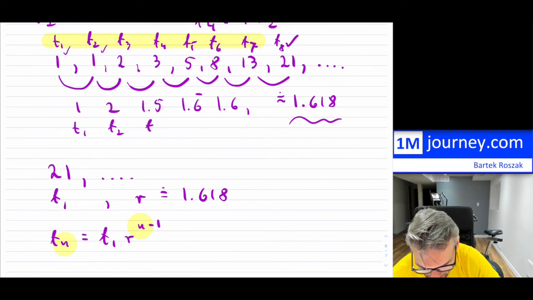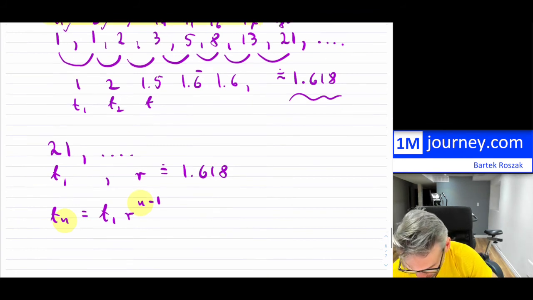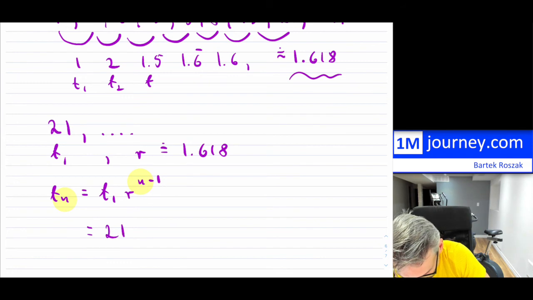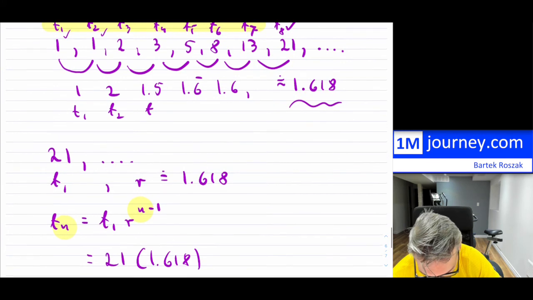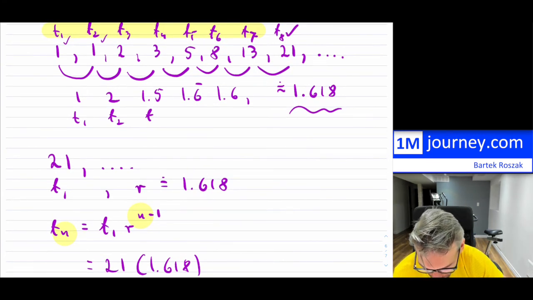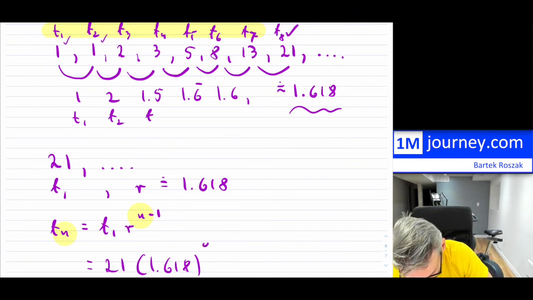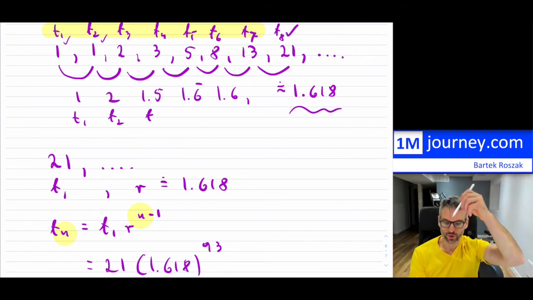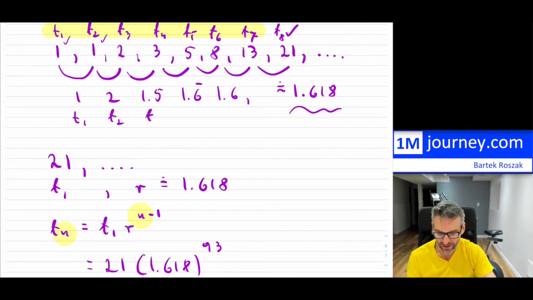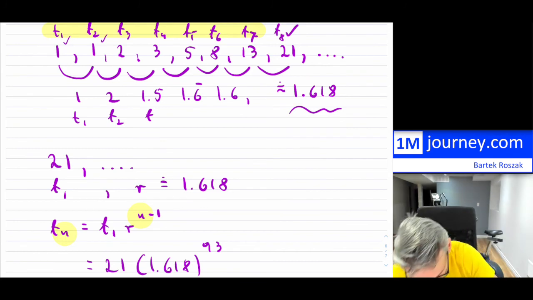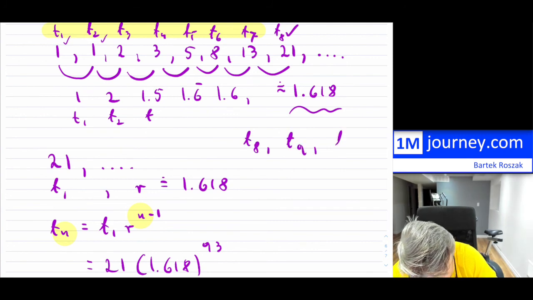So my T1 really is 21, okay? My R is going to be approximately that. And now, since I left off at 7 terms, so let's say 93, okay? I'm finding, starting from 21, so 21 is the 8th term. And then, let me just do this correctly. So term 8, let's say term 9, term 10.